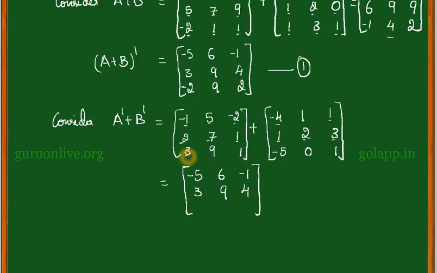Last row, first element is 3, corresponding element is minus 5. So 3 minus 5 is minus 2. And second element is 9, corresponding element is 0. So 9 plus 0 is 9. And the last element is 1, corresponding element is 1. So 1 plus 1 is 2. So call this as equation 2.